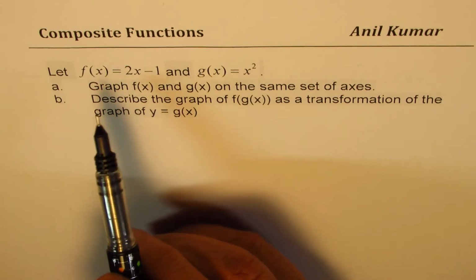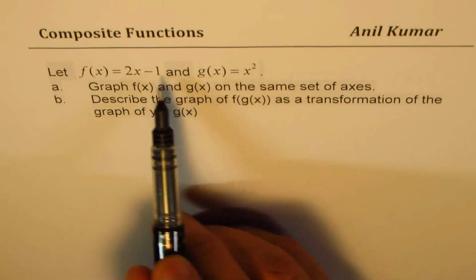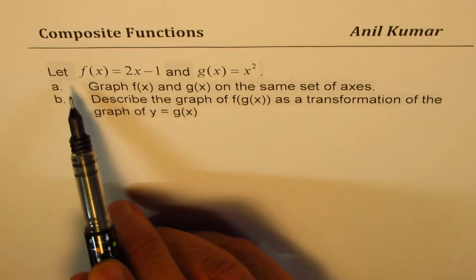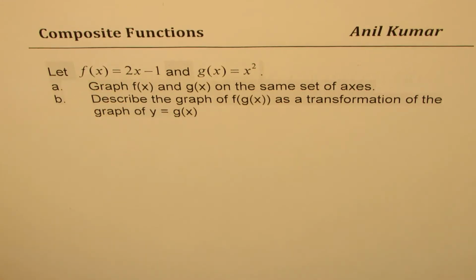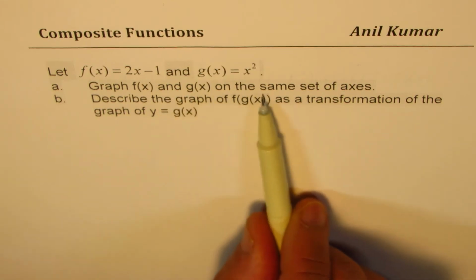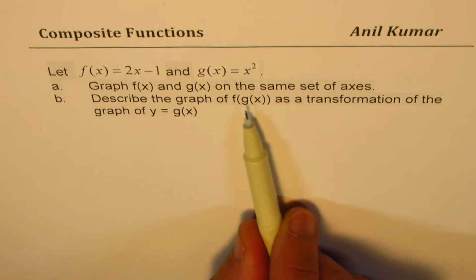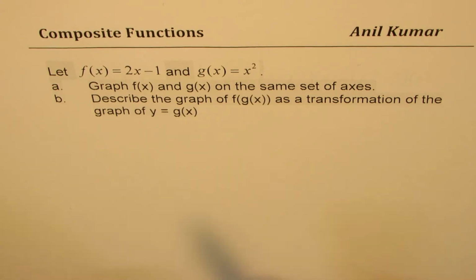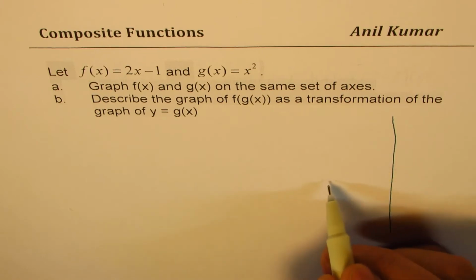Now we have two functions, linear and parabola. There are no restrictions for both these functions, correct? So this is a very easy example. It says, let f of x equal 2x minus 1 and g of x equal x squared. Graph f of x and g of x on the same set of axes. Describe the graph of f of g of x as a transformation of the graph of y equals g of x. You can take a good graph paper to sketch these graphs.